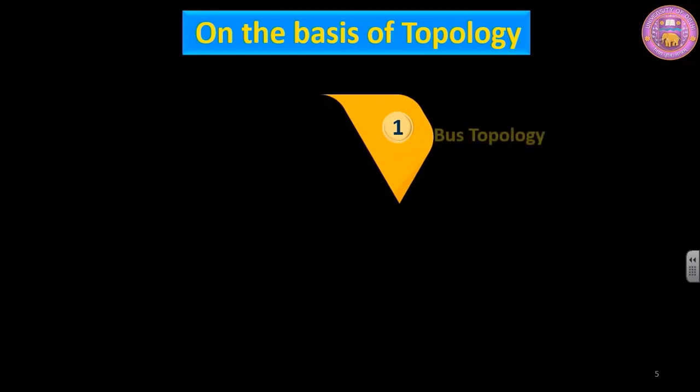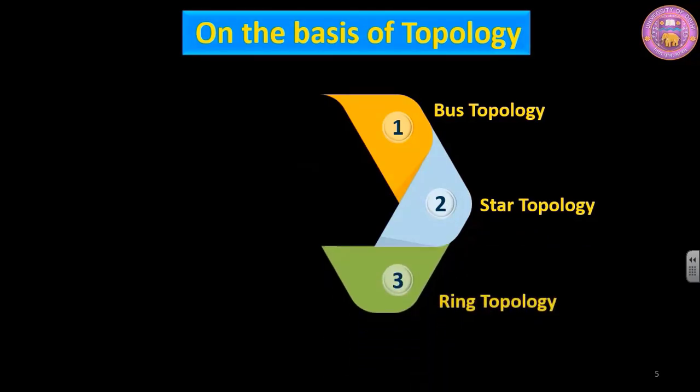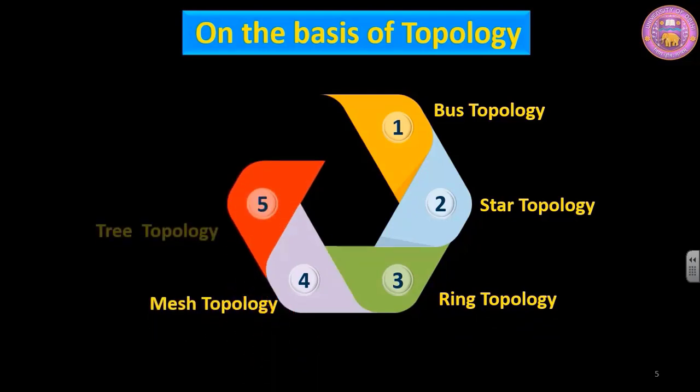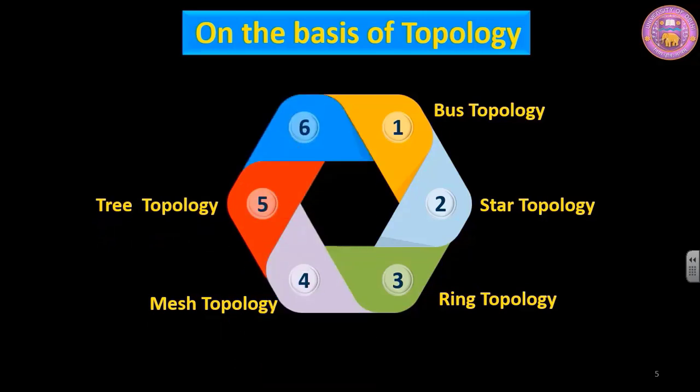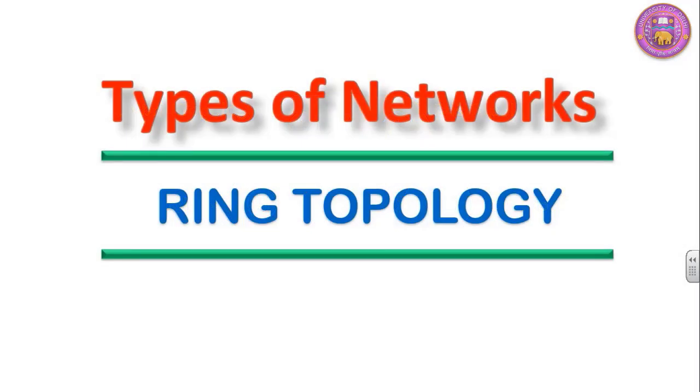On the basis of topology, we can divide networks into 6 parts. The first one is bus topology. Second one, star topology. The third one, ring topology. The fourth one, mesh topology. The fifth one, tree topology. And the last one is hybrid topology. In this particular lecture, we will talk about ring topology.